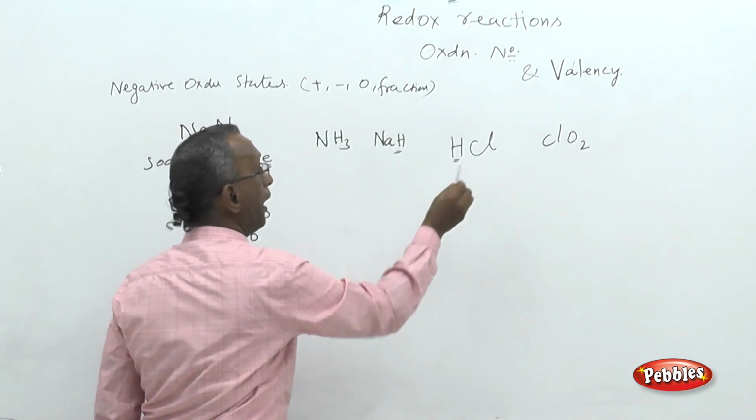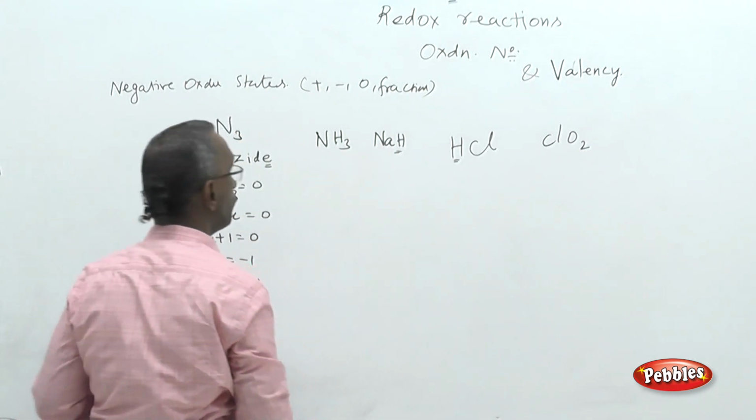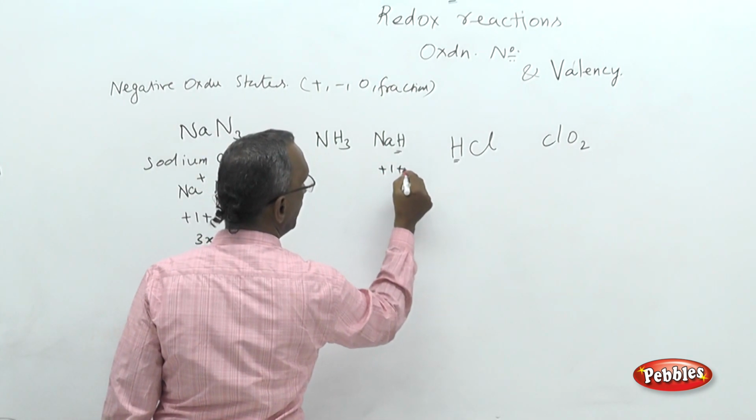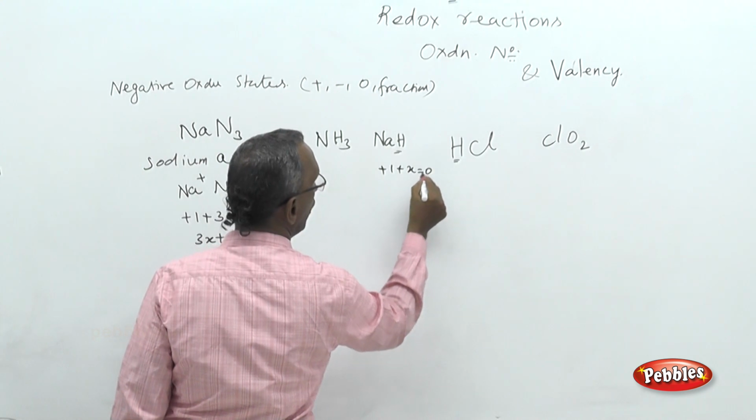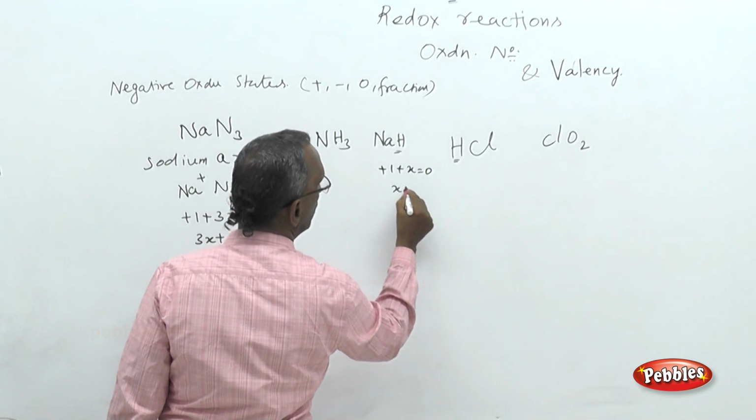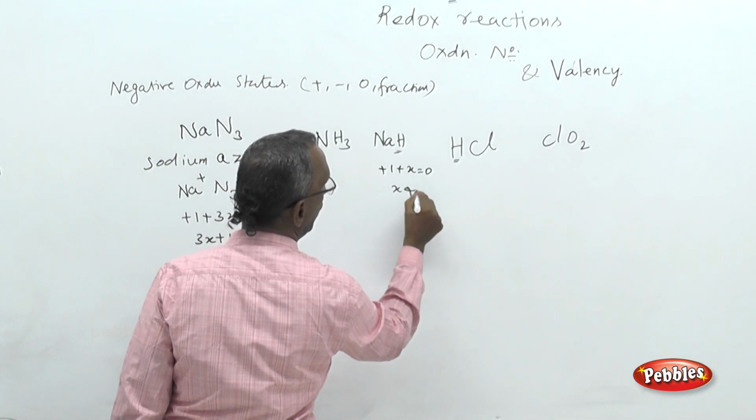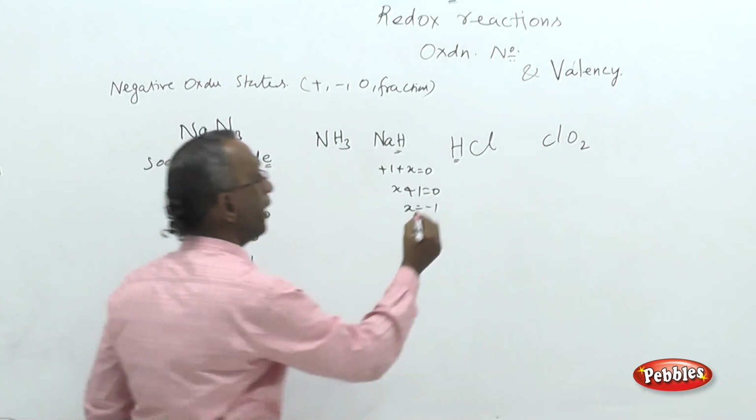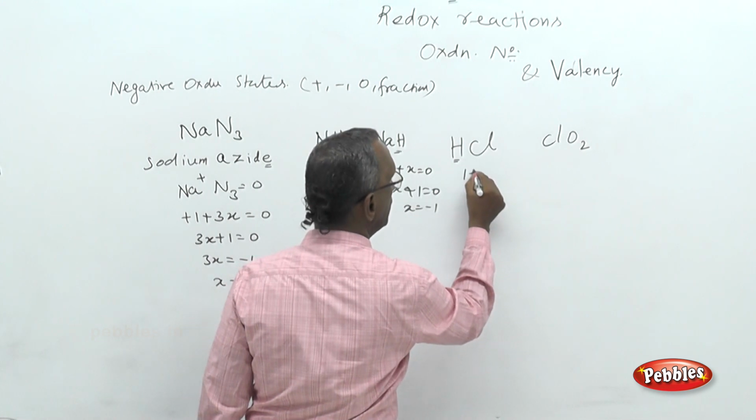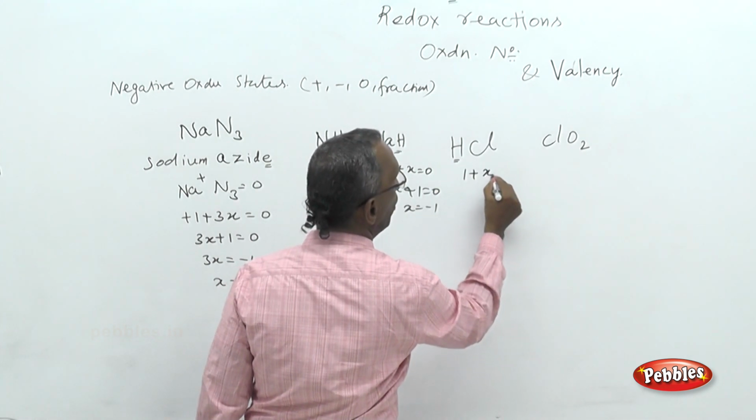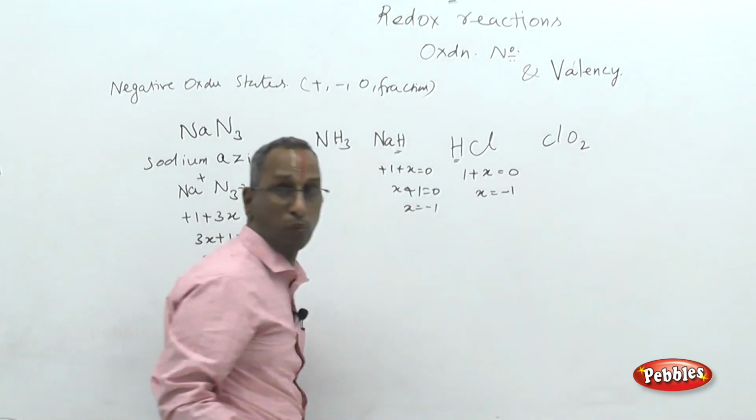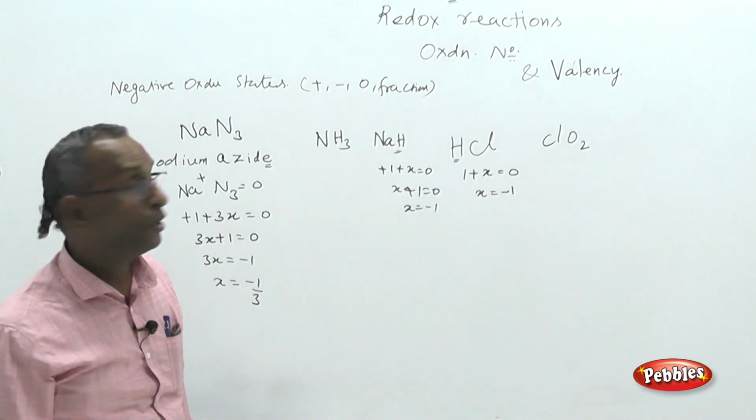Sodium hydride, hydrogen chloride. In sodium hydride, sodium is +1 and hydrogen is x. If we solve, x + 1 = 0, so x = -1. In hydrogen chloride, hydrogen is +1, chlorine we don't know, so 1 + x = 0. Here the oxidation state of chlorine is -1.